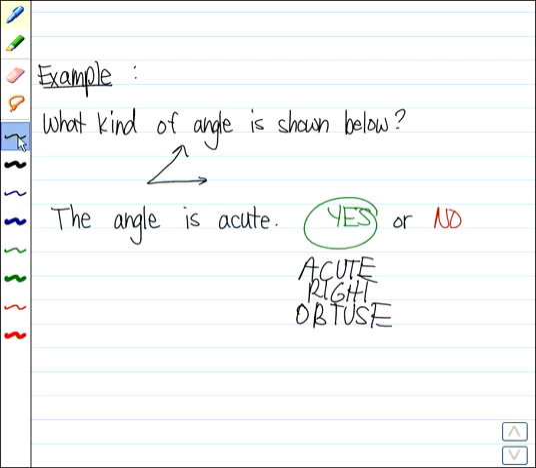The reason why, remember a right angle goes straight up like this, and an acute angle is smaller than a right angle, so it has to be somewhere in between here and here, which this is. The ray goes right through here. So the angle is acute.